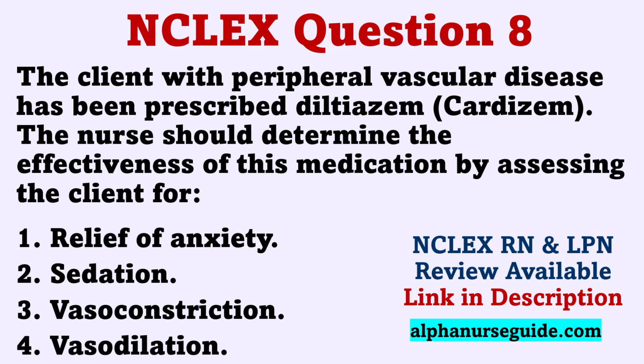The correct answer is 4. Diltiazem is a calcium channel blocker that blocks the influx of calcium into the cell. In this situation, the primary use of diltiazem is to promote vasodilation and prevent spasms of the arteries. As a result of the vasodilation, blood, oxygen, and nutrients can reach the muscle and tissues.